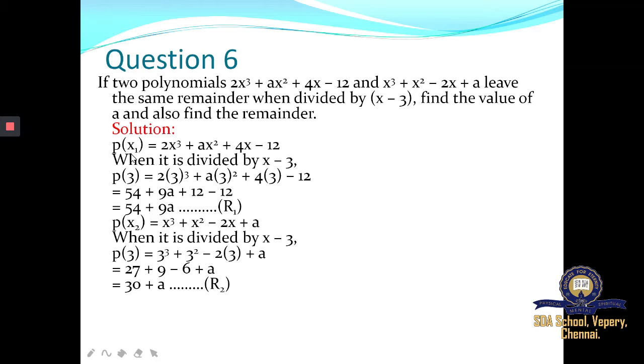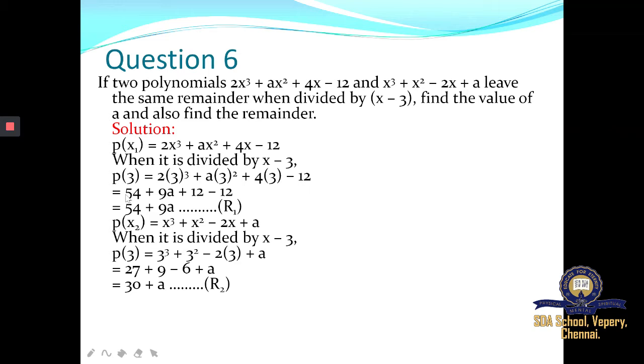What have they given? That it is divided by x minus 3. Eventually it means x is equal to plus 3, right? And then in the place of x, I will have to substitute 3. Wherever x is, I have to write 3. So 4 into 3 minus 12, then 2 into 27 will give me 54 plus 9 into a plus 4 into 3 will give me 12 minus 12. Then plus and minus 12 will eventually get eliminated. Then I will be left with 54 plus 9a. Now let me mark this as first remainder or first equation.